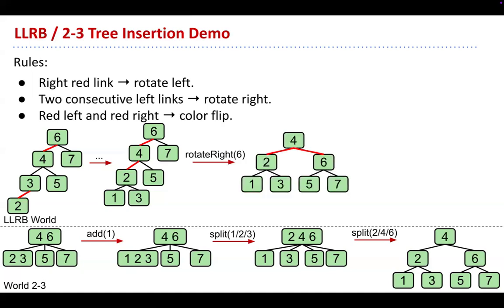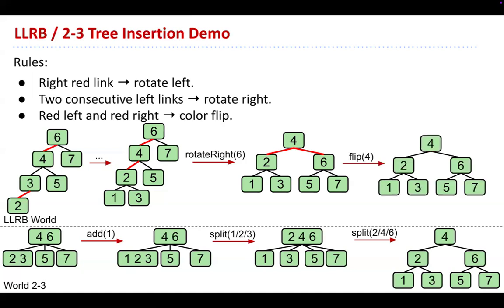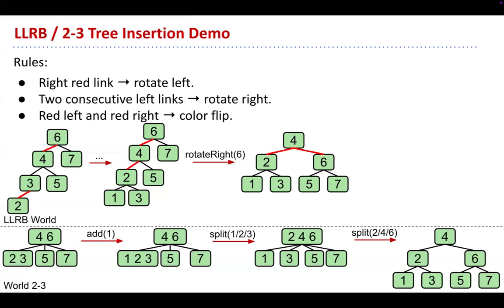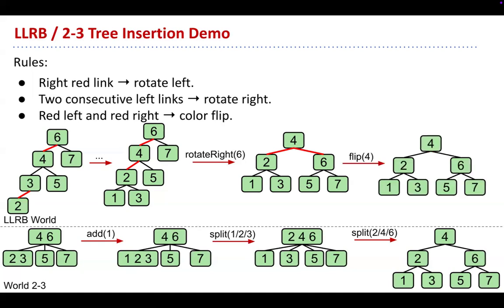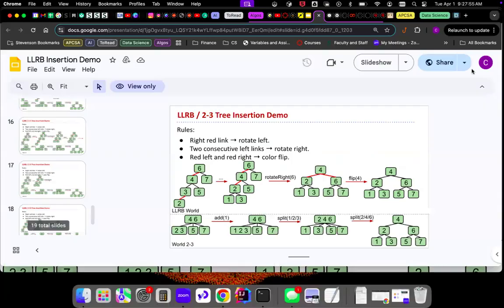Okay, so we do that, we get this, and what do we do? We color flip. Right, we're sort of glossing over the fact that the 5 skips over to the 6 here, but whatever. And we color flip 4, and we get that. So what do we end up with? Perfectly bushy BST. Cool. That's it. That's all she wrote.